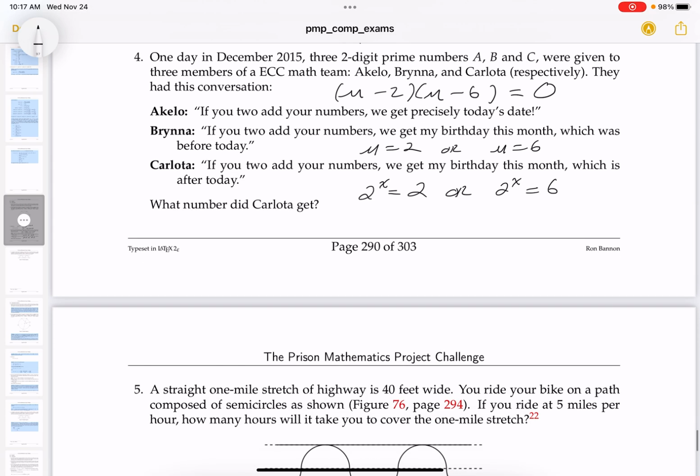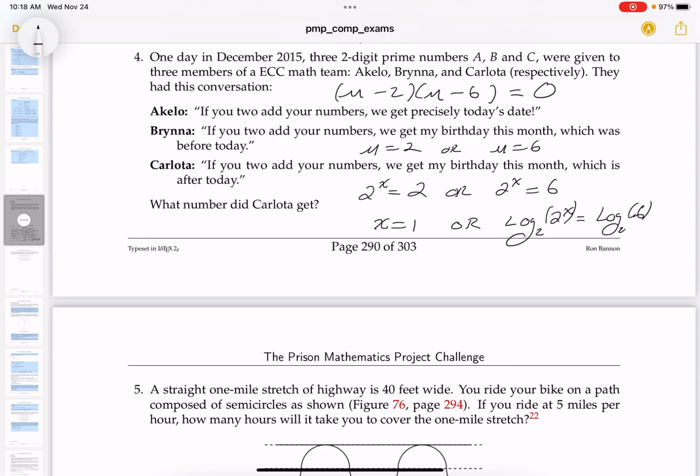Well, the first one looks pretty easy. X has to be the number 1. The second one looks more difficult to me, by the way. But I know it's between 2 and 3. But I don't think they're asking me to approximate it. They're just asking what the number is. So I would take the log base 2 of both sides. I'll write this down for you. x equals log base 2 of 6.